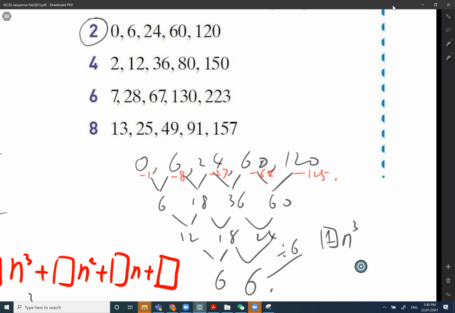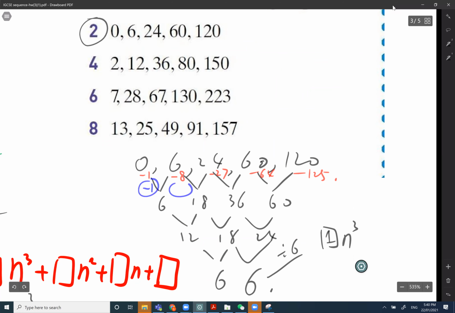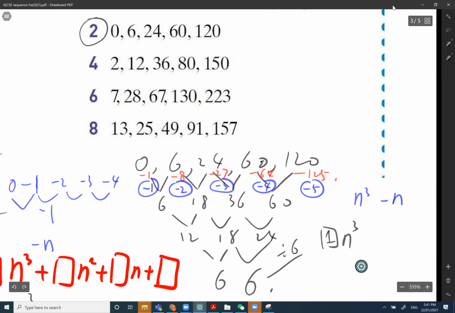What do we have? We got -1, -2, -3, -4, -5. Which means, what's the formula for -1, -2, -3, -4, -5? Minus n, because the difference is -1 each time. So we got minus n.